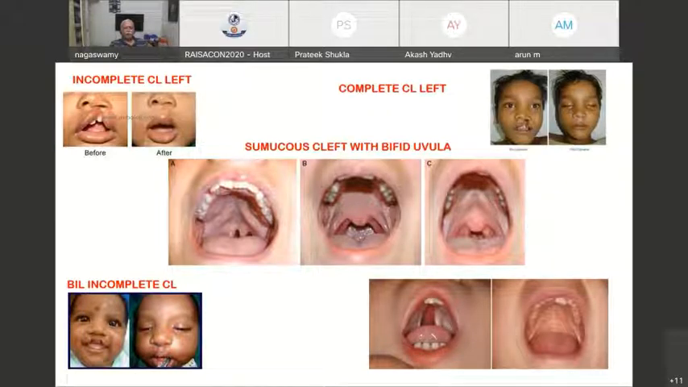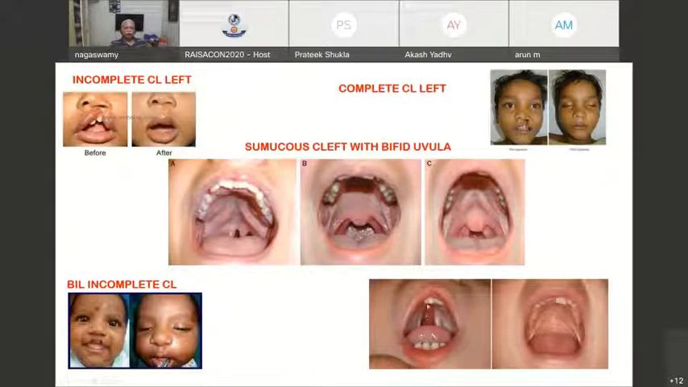Complete left-sided lip involving the alveolus, sir. There is no alveolus. Nice teeth have grown here. How do you say it is alveolus? It is incomplete. It has stopped at the hard palate level. Okay, so it is an incomplete one. If it goes into the alveolus and primary palate, then only you can call it a complete one.